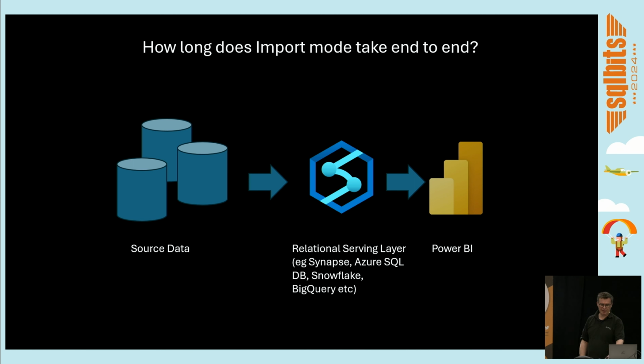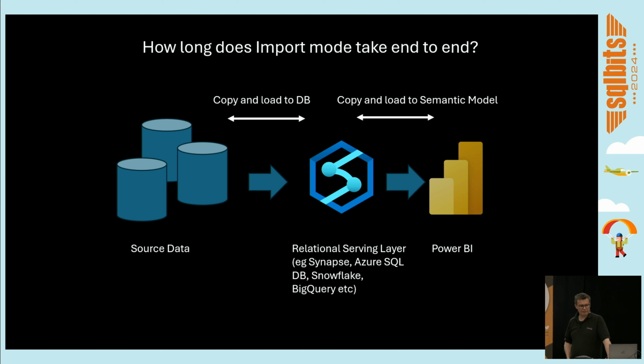In our traditional architecture, you would start off with your source data. There would be some ETL. You copy and load that into your relational database serving layer. And then, of course, with an import mode semantic model, you would have to refresh your semantic model.